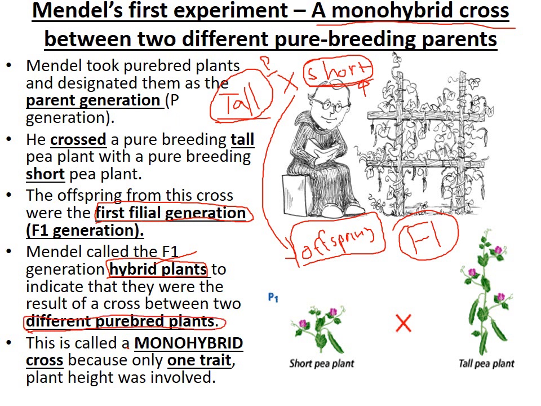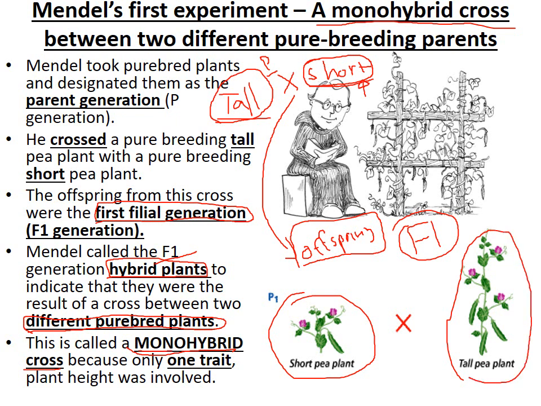Now we call this a monohybrid cross because we're just really keeping track of one particular trait here. We're keeping track of height right now. So we did a short pure breeding pea plant with a tall pure breeding pea plant. So I call that a monohybrid cross. If I was studying two characteristics at once, I might call that a dihybrid cross. But right now we're just dealing with one trait or one characteristic, the short version of the trait and the tall version of that trait, of that characteristic. And so now we're going to take a look at the results he got.